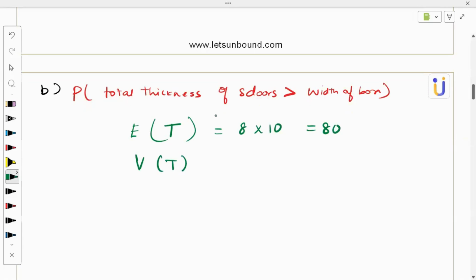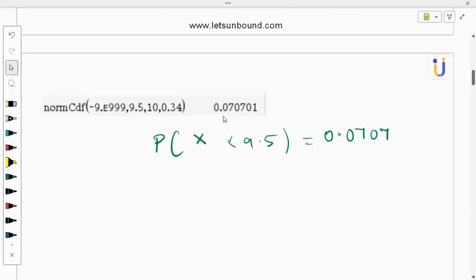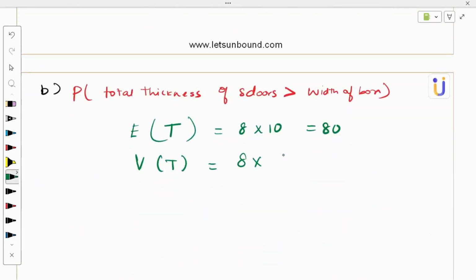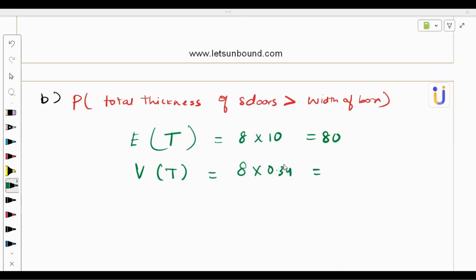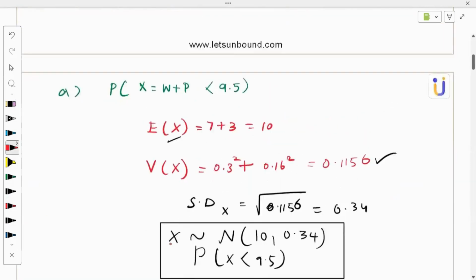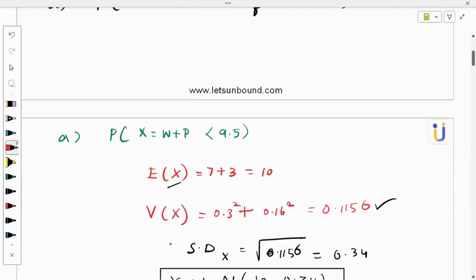And the variance of T. First, we will find variance, then we will find standard deviation as usual. It's 8 times V of X. What is the V of X actually? 0.34. Do you remember this? For one door, we calculated the total thickness. Wait, actually 0.34 is standard deviation. We need to go for V of X, we need the variance. So where is variance? Yeah, here.